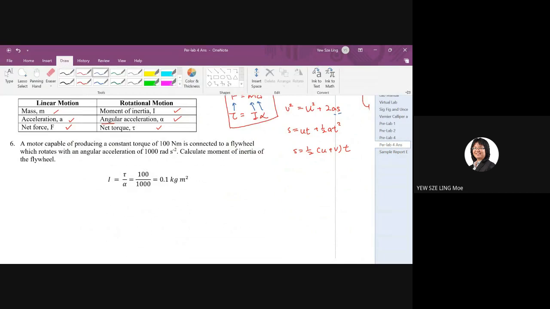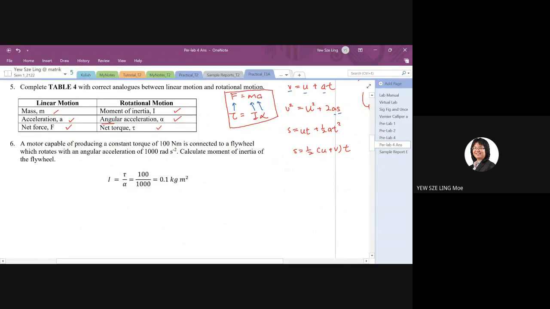Now let's go back to number 6. A motor capable of producing a constant torque of 100 Newton meters is connected to a flywheel which rotates with an angular acceleration of 1000 radians per second squared. Calculate the moment of inertia of the flywheel.